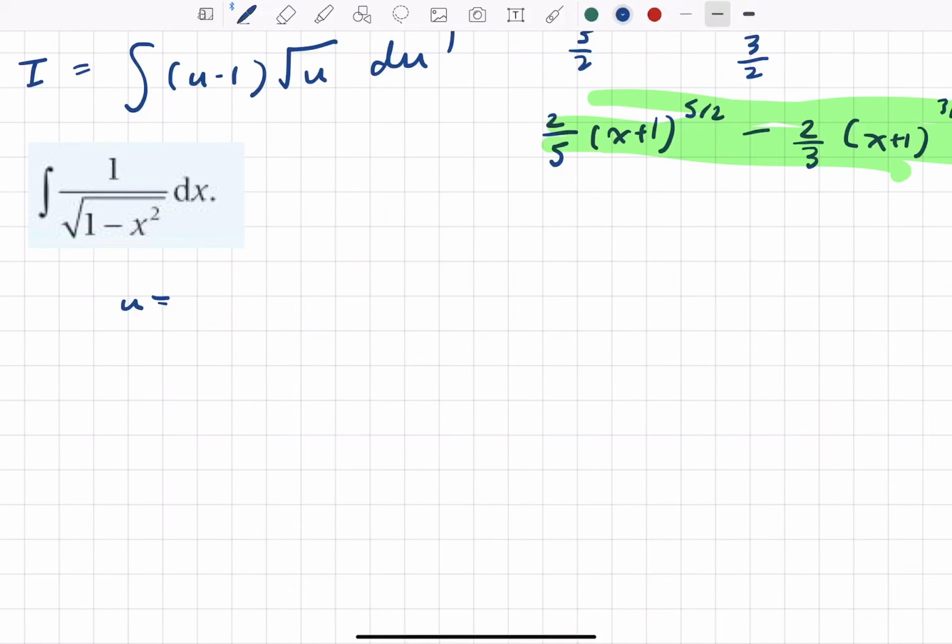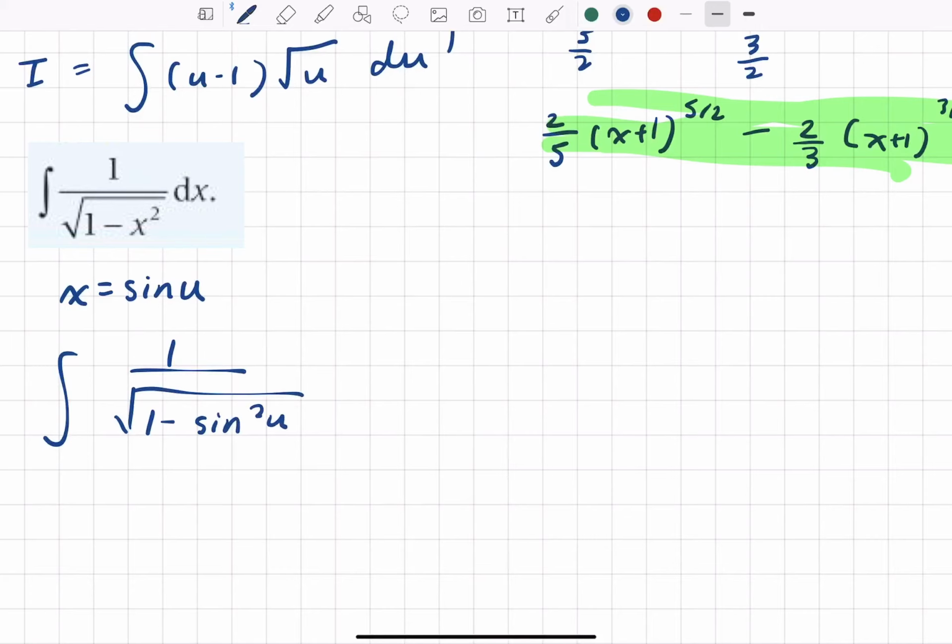So in this case, I'm not going to make a u substitution. I'm going to make an x substitution. So instead of saying u is equal to 1 minus x squared, I'm going to say x is equal to sine u. And you'll see why I chose x to be sine u in just a second. So if we take the integral, we have 1 divided by x, divided by the square root of 1 minus x squared, which becomes 1 minus sine squared u.